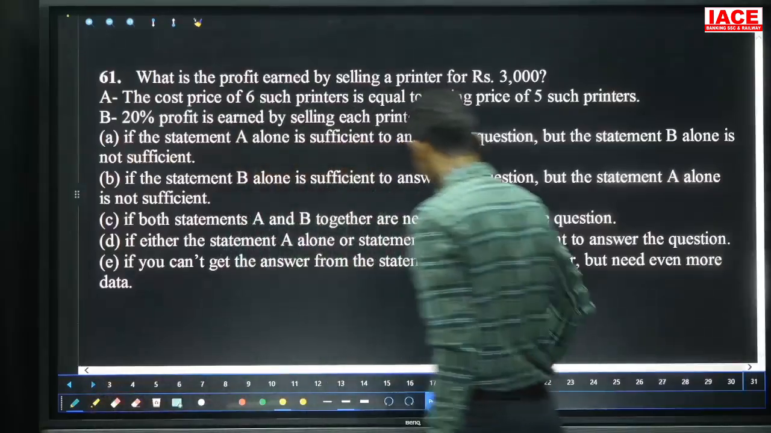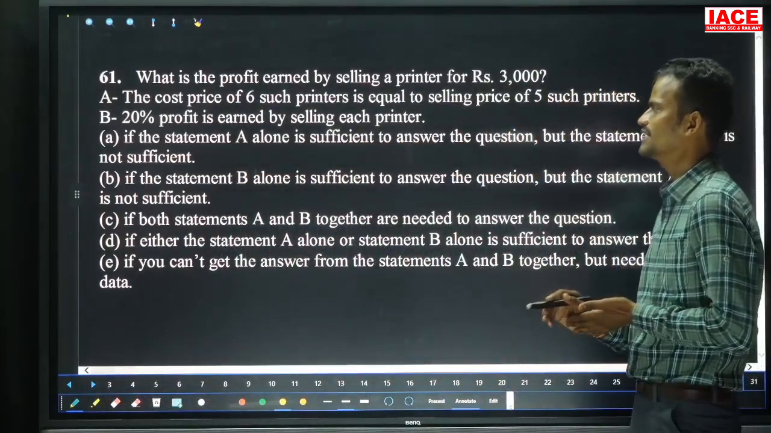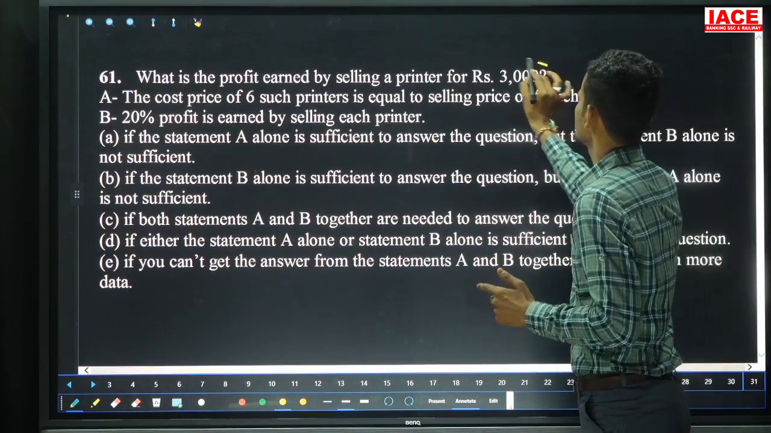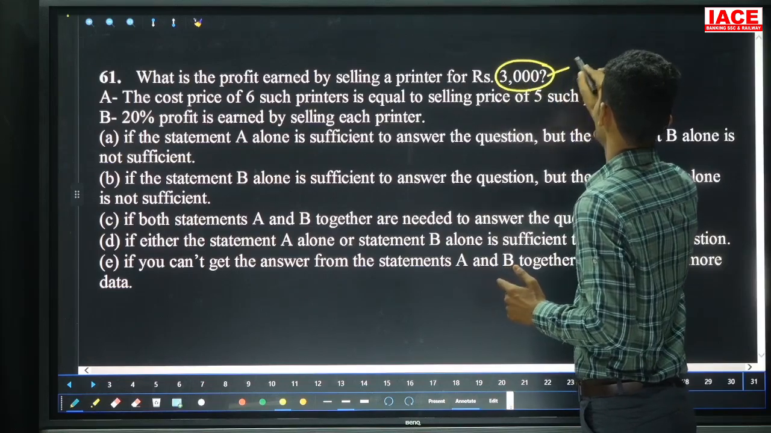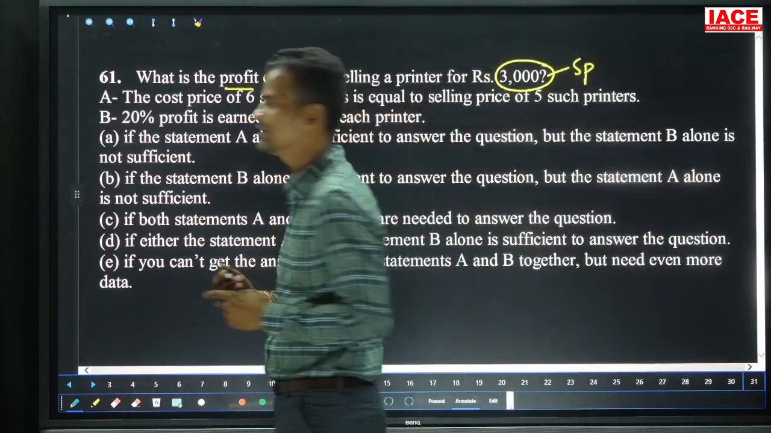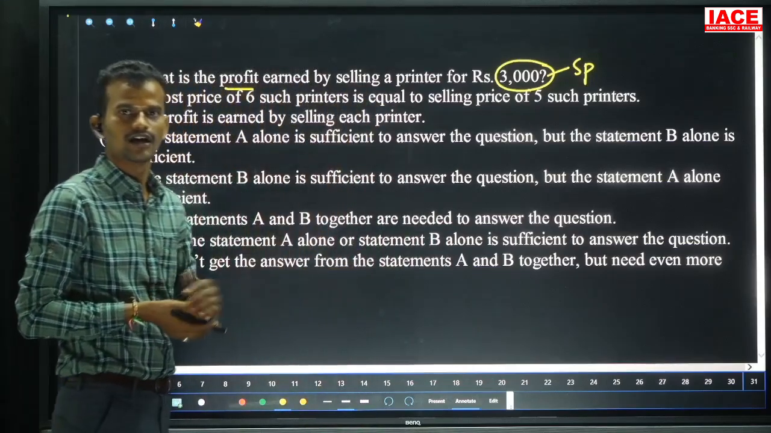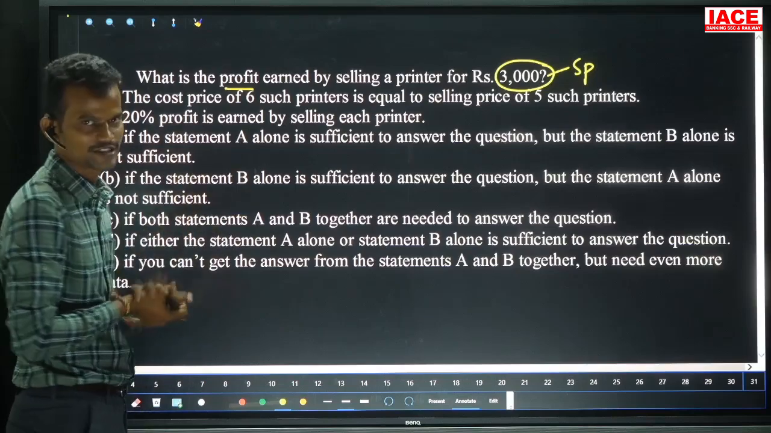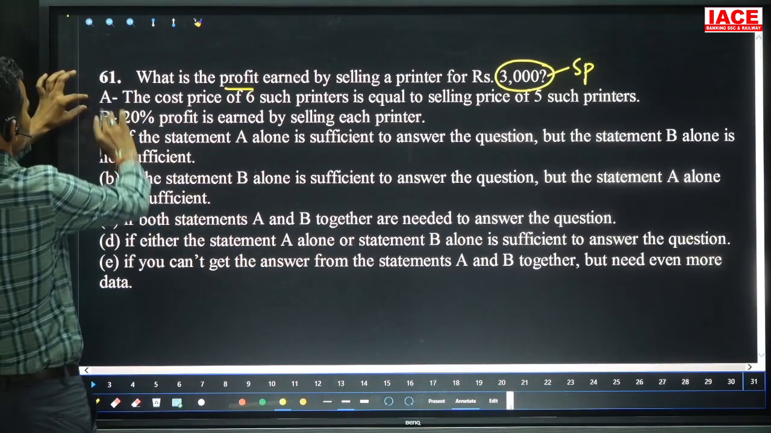Now see the next one. What is the next question given? What is the profit earned by selling a printer at a given price? So the selling price, SP, is given, and they are asking for the profit. How can you know the profit? If you know the selling price or if you know the cost price, we can find the profit value or profit percentage. Now listen, what is the first statement?